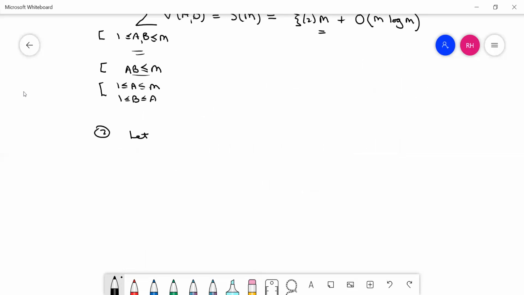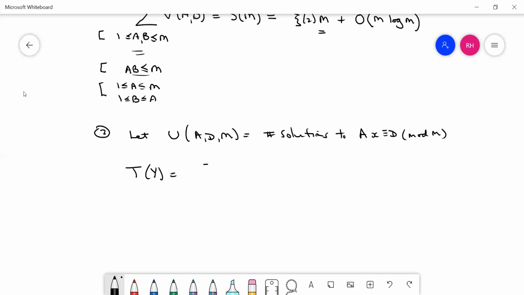So let U of A, D, M now be the number of solutions to AX is equivalent to D modulo M. And then we would say let T, I suppose this would have to be T something else, wouldn't it? Let's call it Ty, which is equal to the sum 1 is less than A, is less than D.